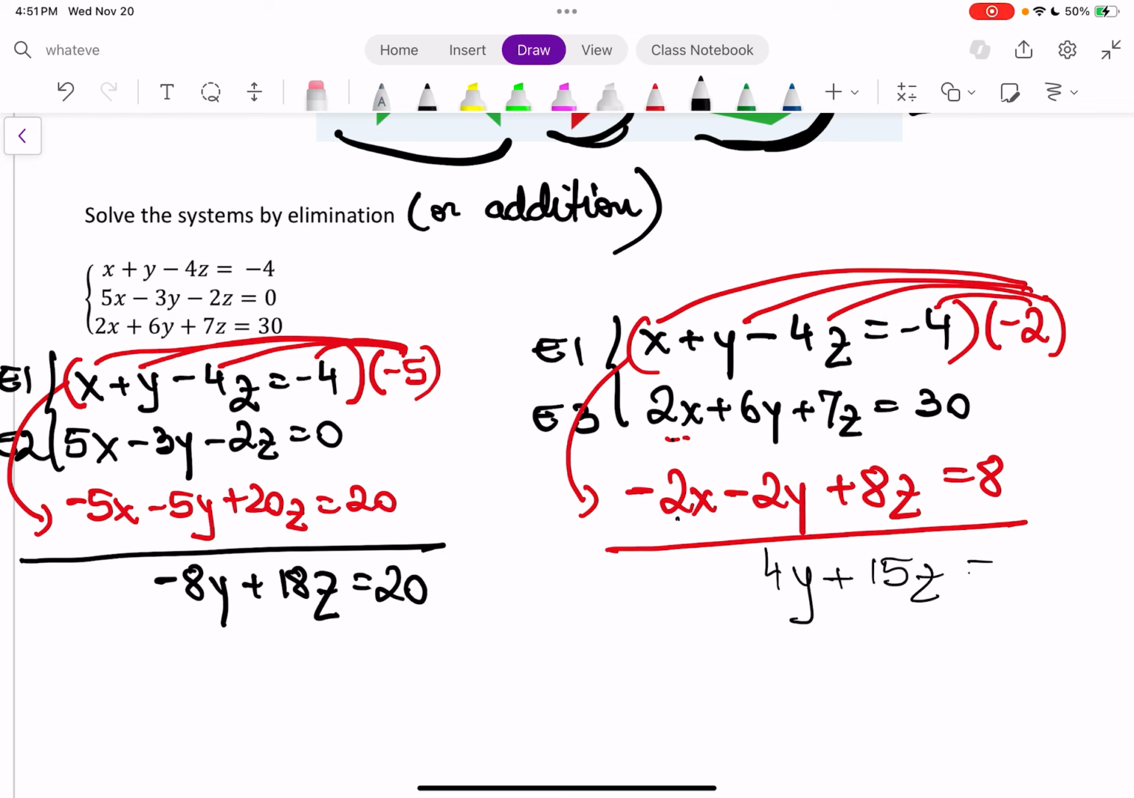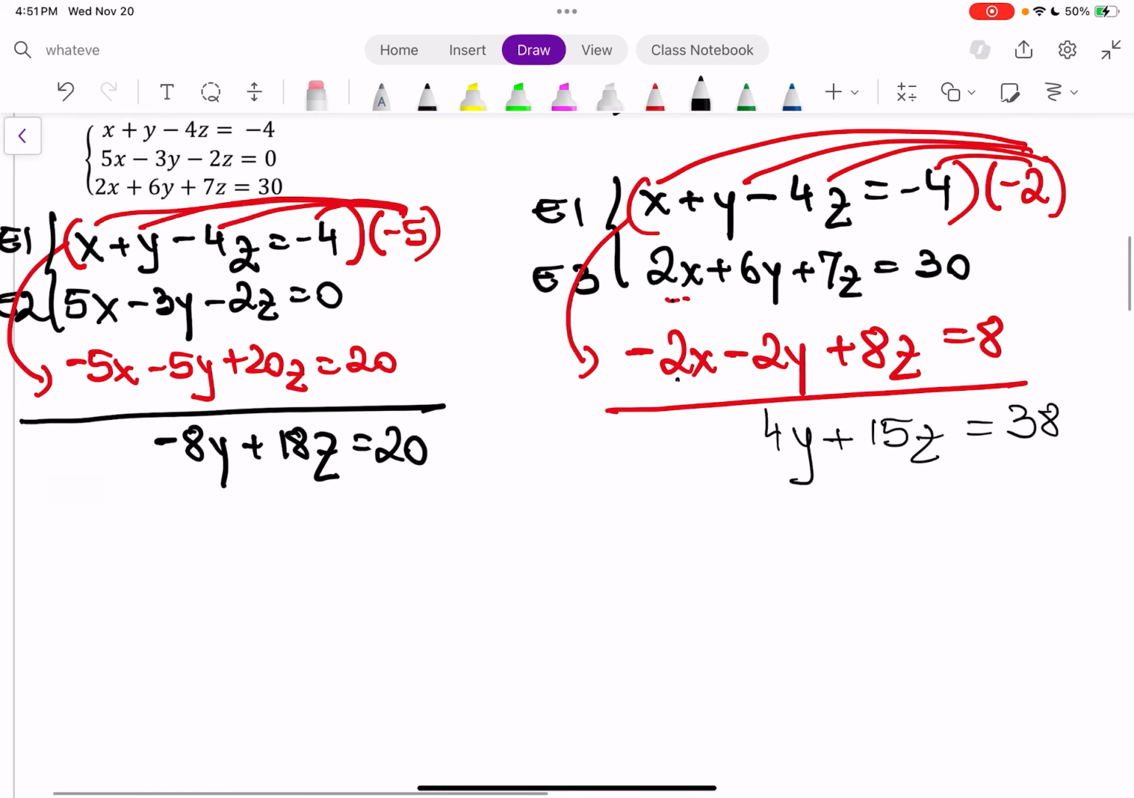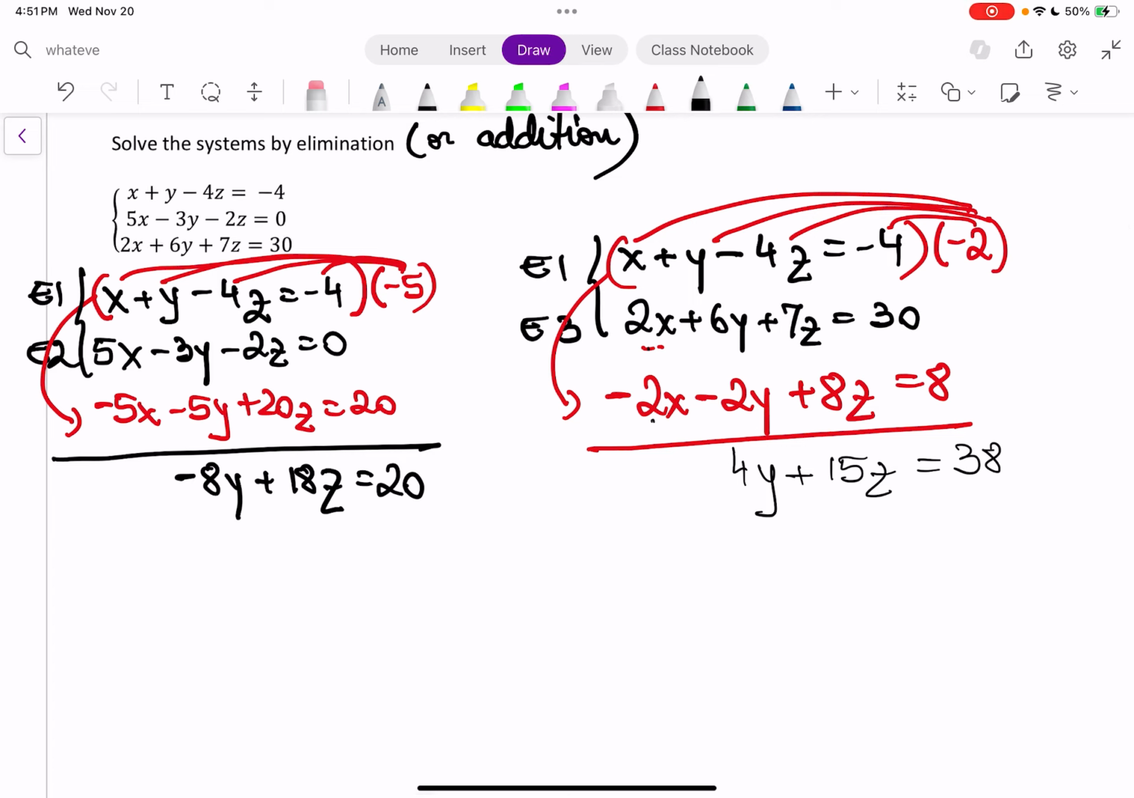Plus 15z equals 38. So what we have achieved here is to get down to a system of two equations and the same two variables. So it's a 2 by 2 system.